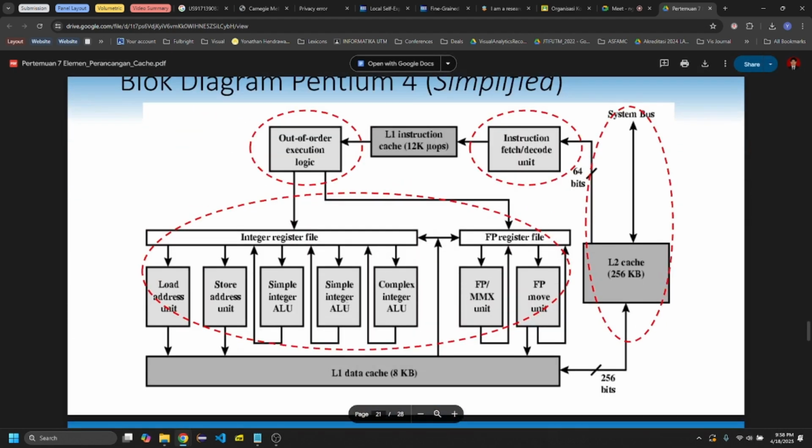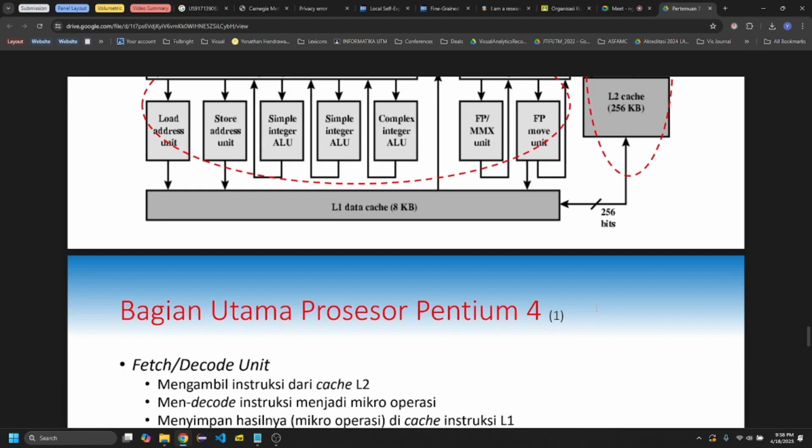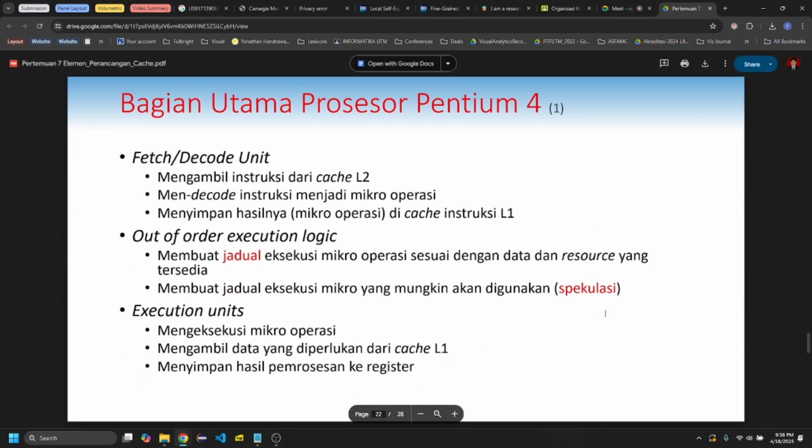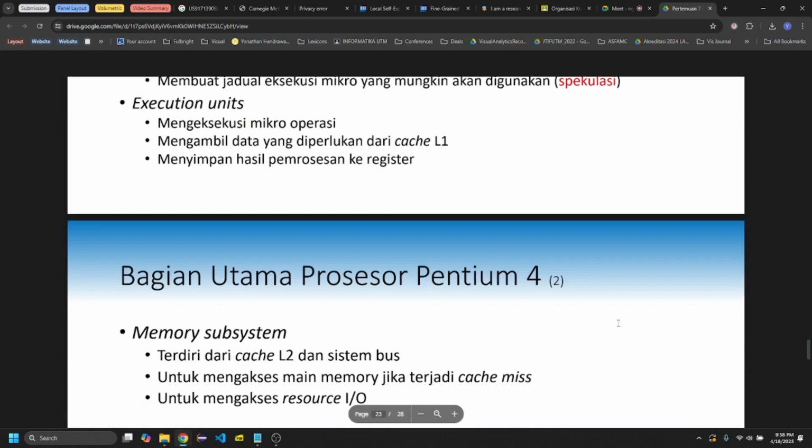And this is the block diagram for Pentium 4, simplified. The system bus is connected to the L2 case. This one connects to the main memory, and this one is the connection between L2 and L1. So I will not go through this. You can read it here. This will not be on the exam.